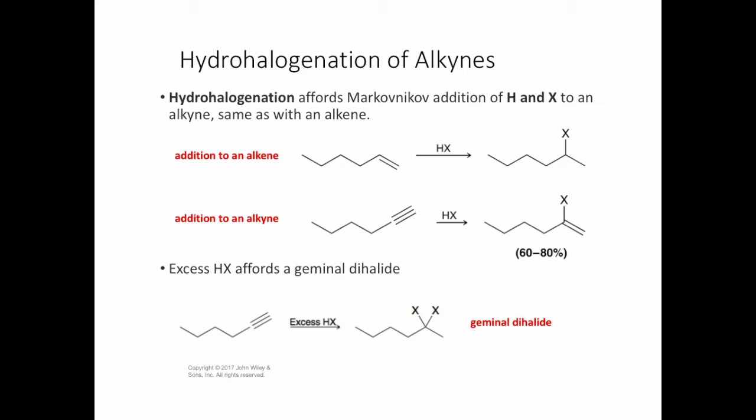Hydrohalogenation, like we saw with alkenes, also works with alkynes, and it also affords Markovnikov addition of H and X, where H goes to the carbon with more H's and X goes on the other carbon of the alkene. Now, if we just added one equivalent, we would get to this product. But typically what is done is you add an excess of HX to get to a geminal dihalide. So essentially it adds twice. So when it adds once, you get the alkene compound, and then when it adds again, you get the geminal dihalide.